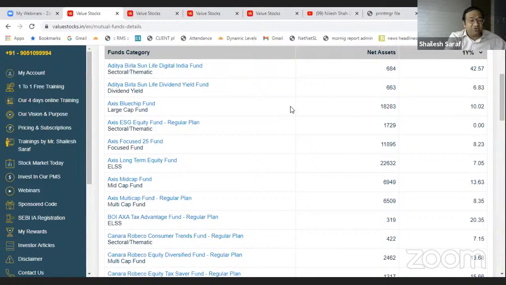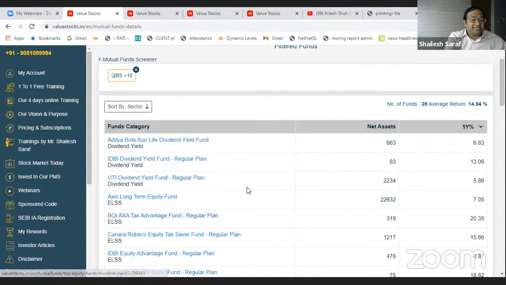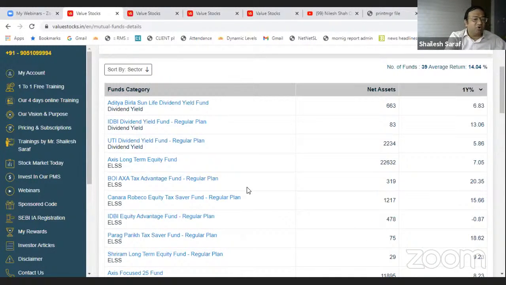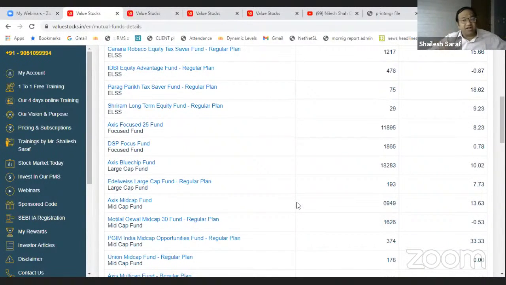For thematic funds, you need to have a very good knowledge of the sector. If you do not have knowledge of the sector, then you will lose a lot of money. And you need to exit sector funds very quickly. You can't hold for more than 6 months to 1 year. So what we tell in the research is to invest in sector funds with a 6-month exit. It's a very different strategy, so you have to be very careful with sector funds. That is why stock knowledge and sector knowledge is very important.